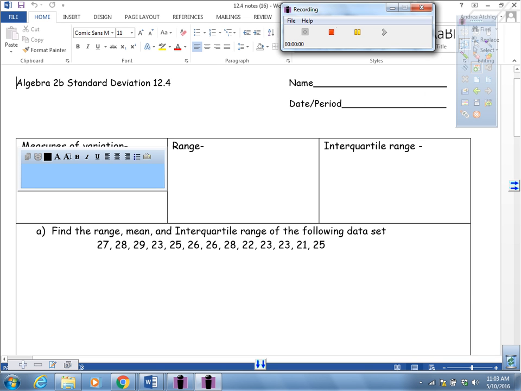Okay, standard deviation is a type of measure of variation. Measures of variation describe how data in a data set are spread out.